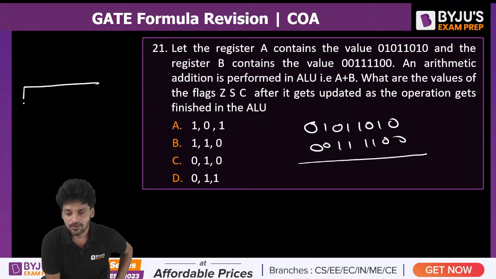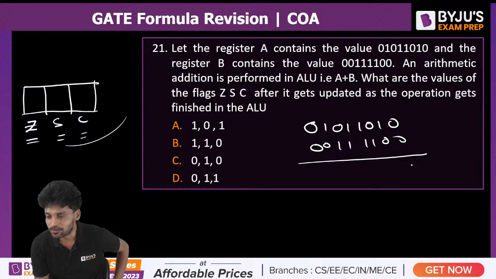Now we need to find out the flag register values. What are those? Z, S, C. Zero flag, sign flag and carry flag. What are the values of Z, S, C? Let us see. Now 0 plus 0 is equal to 0. 1 plus 0 is equal to 1. 0 plus 1 is equal to 1. 1 plus 1 is equal to... The result is 1001 0110.